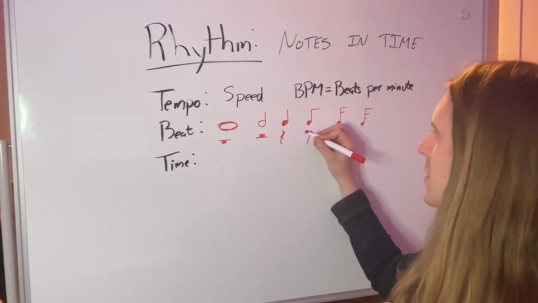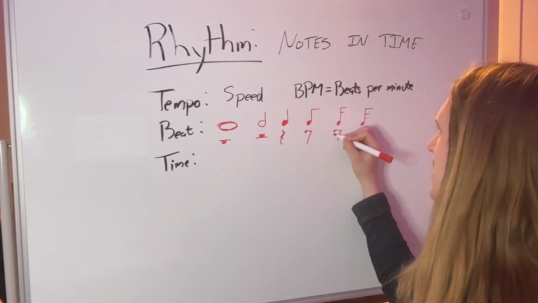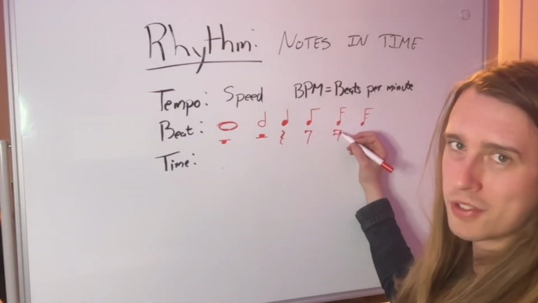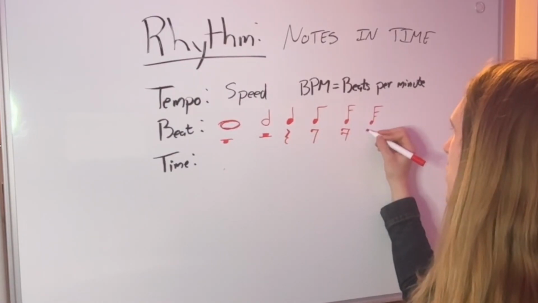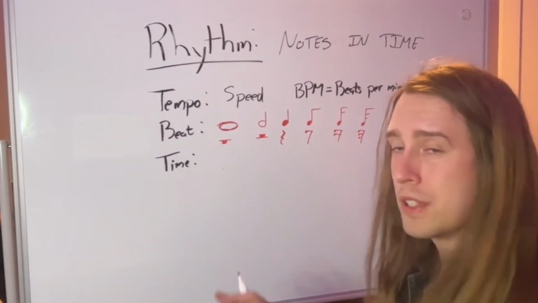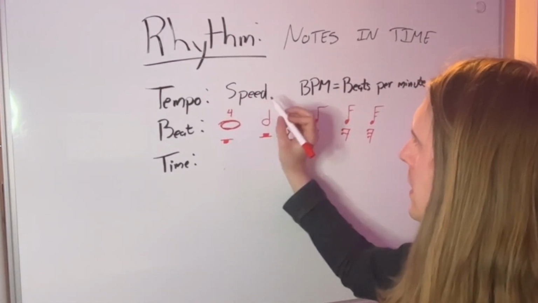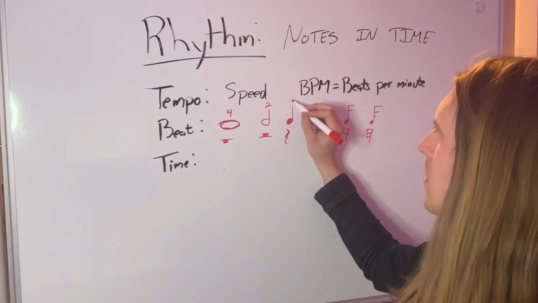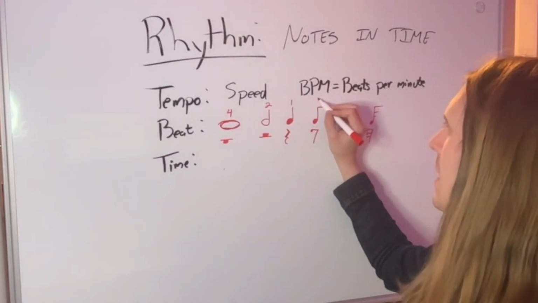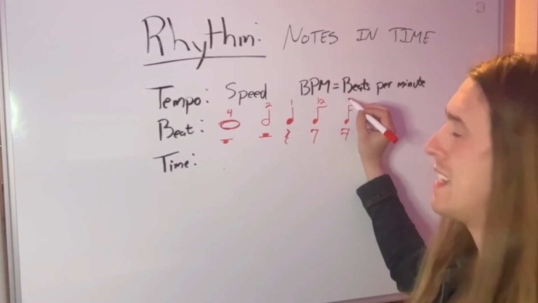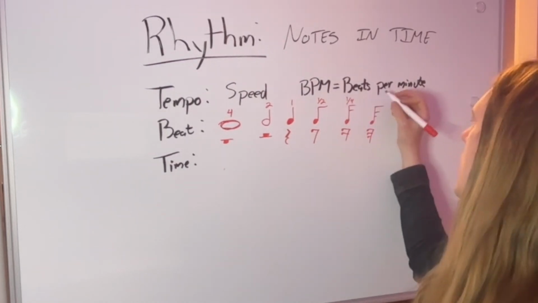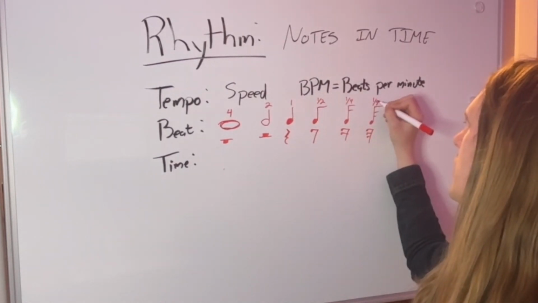An eighth note looks like a 7 with a ball on the end. The 16th note looks like a 7 with 2 balls on the end. And you can guess what a 32nd note looks like, 3. So these are beats. Now, what do these mean? Well, a whole note is 4 beats, a half note is 2 beats, a quarter note is 1 beat, an eighth note is half a beat, a 16th note is a quarter of a beat, and a 32nd note is an eighth of a beat.